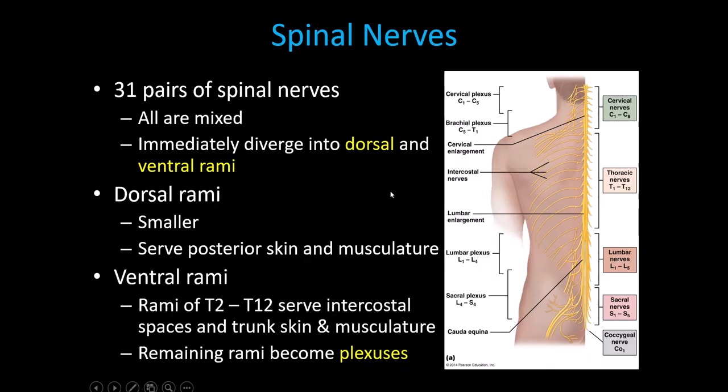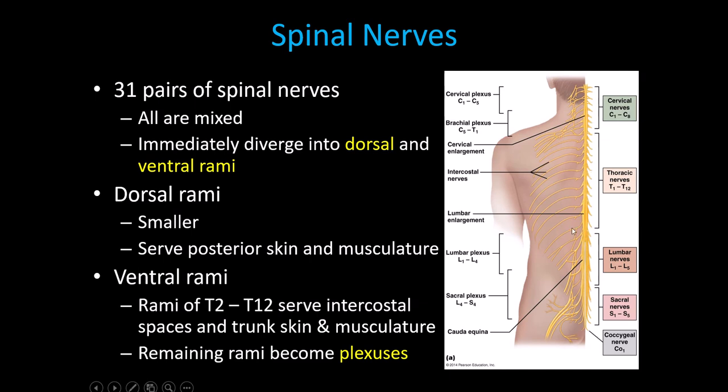There are 31 pairs of spinal nerves, named for whichever region of the spinal cord they come out of. They're actually just underneath the transverse processes. So you have 8 cervical nerves, 12 thoracic nerves, 5 lumbar nerves, 5 sacral nerves, and then 1 coccygeal nerve.